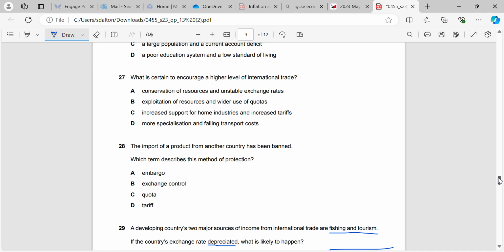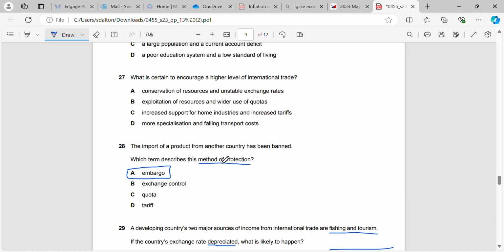Okay, so question 28. The import of a product from another country has been banned. Which term describes this method of protection? So again, look over your protectionism section. A tariff is a tax, quota is a limit, exchange control is something you can do regarding your currency to affect imports and exports, but when something is banned, it's an embargo.